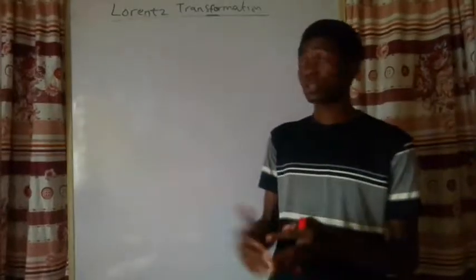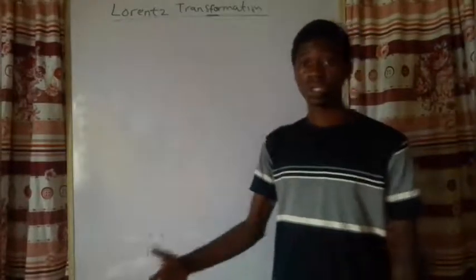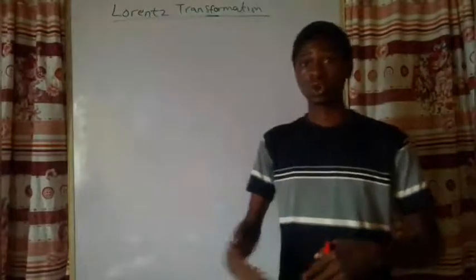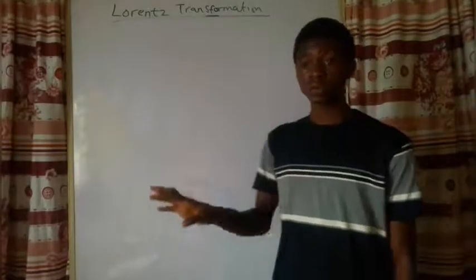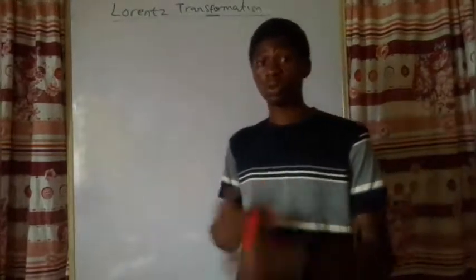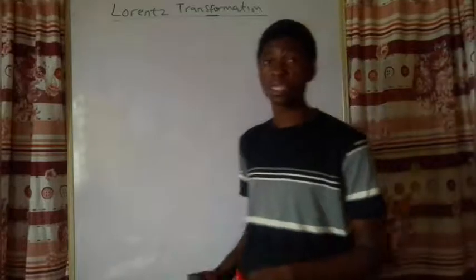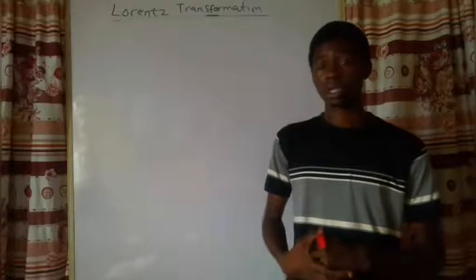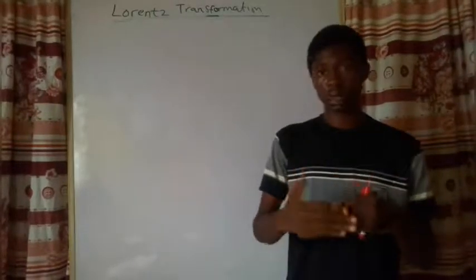And now, it was Lorentz that came up with his transformation that has to do with length contraction, time dilation, and stuff like that. And this was the fundamental basis on which Einstein postulated that the speed of light for all frames of reference remains the same. Now, we want to look at Lorentz transformation of coordinates first, and thereafter we go to Lorentz transformation of velocities.